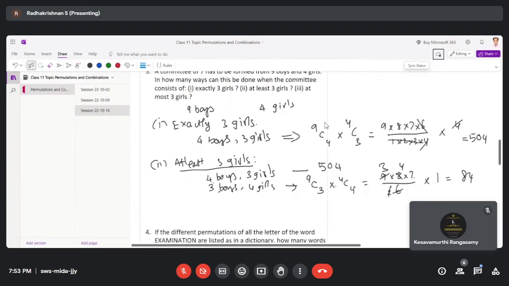So how many total? 504. At least number of ways.